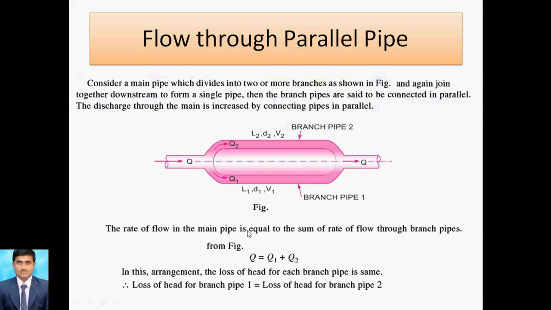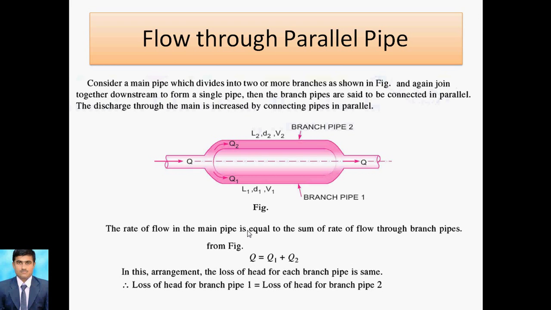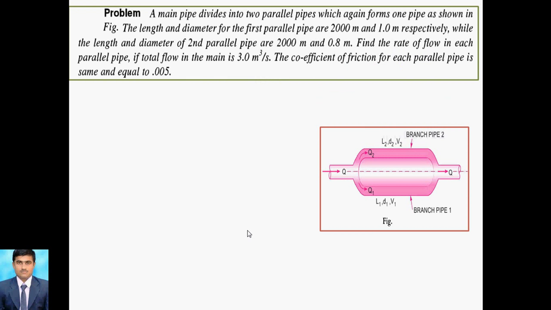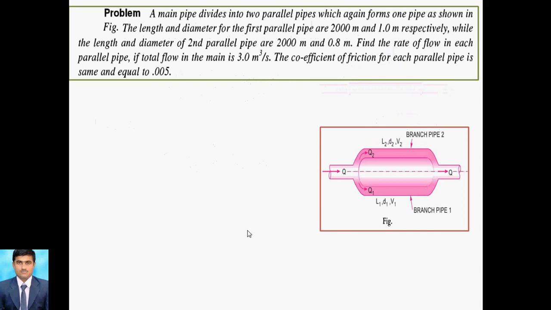Then loss of head for branch pipe 1 is equal to loss of head for branch pipe 2. So this is the arrangement, because the two branches are the same, that's why I can write it like this, and losses will be the same. The loss of head is 4fLV square by 2gD, in terms of 1 and 2. So 4 F1 L1 V1 square by 2g D1 is equal to 4 F2 L2 V2 square by 2g D2. F1 and F2 will be the same, so we can cancel them out, and after that we get the formula L1 V1 square by 2g D1 is equal to L2 V2 square by 2g D2. So this is the formula for parallel pipe.